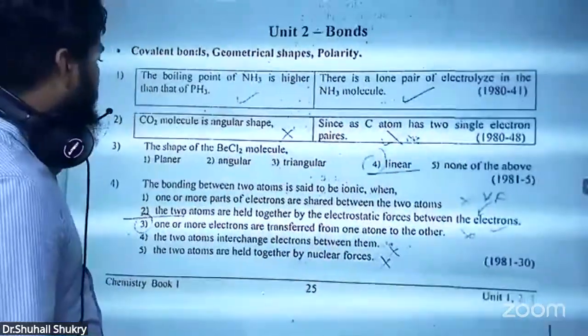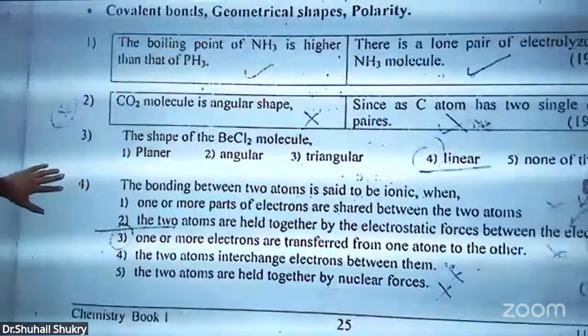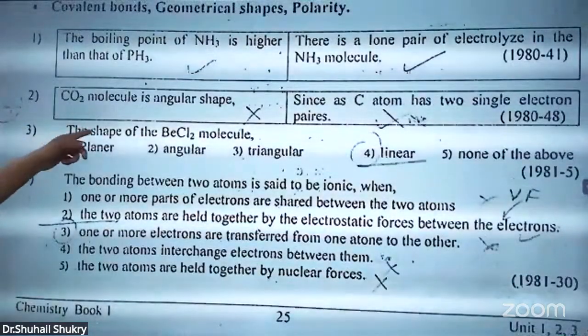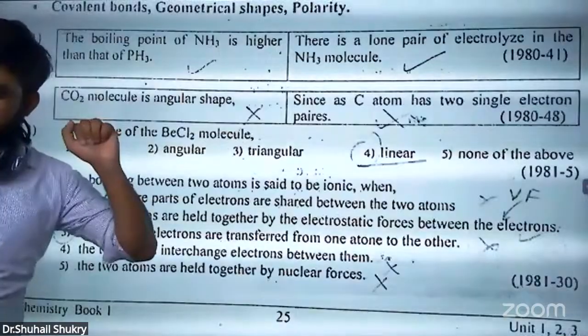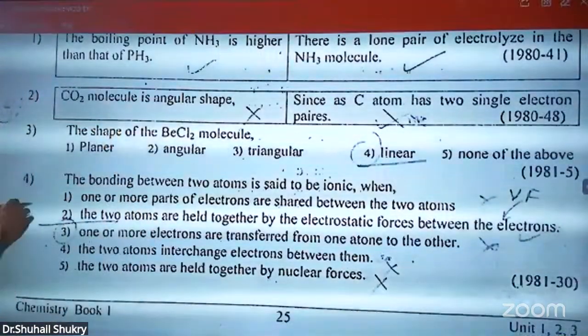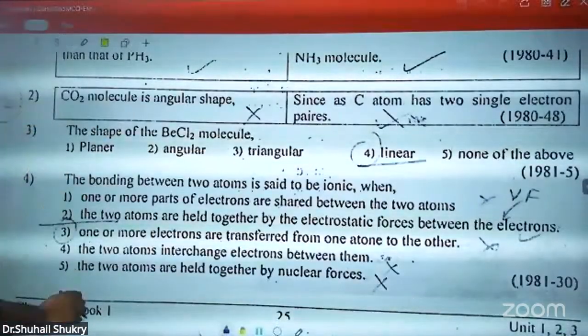Okay. The shape of the BeCl2 molecule. I guess even online students can see this, right? The shape of the BeCl2 molecule. Already you know the answer, no? What is the answer? How to annotate? Annotation. Right. Okay.